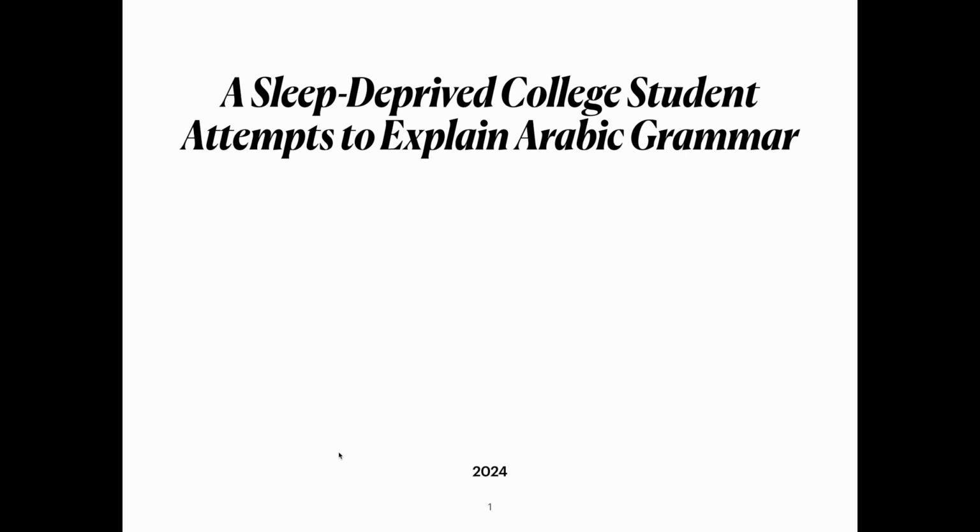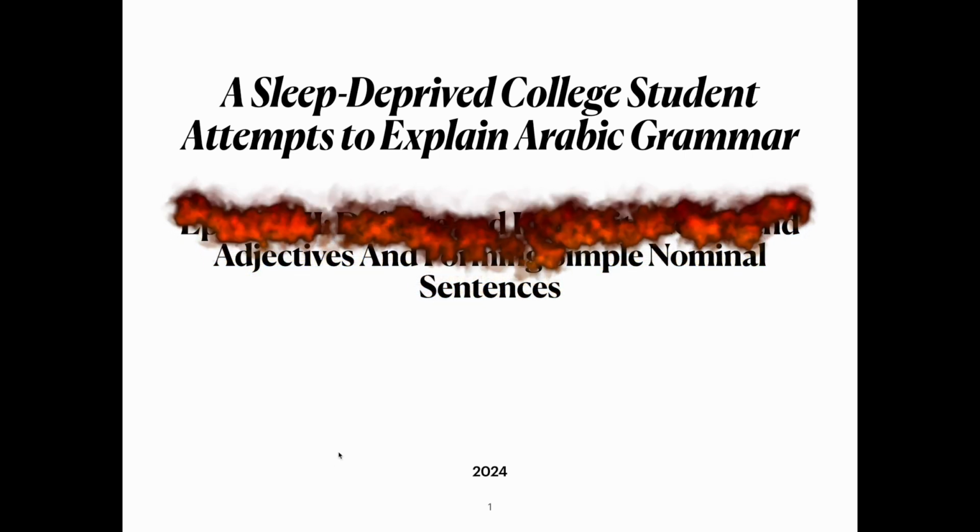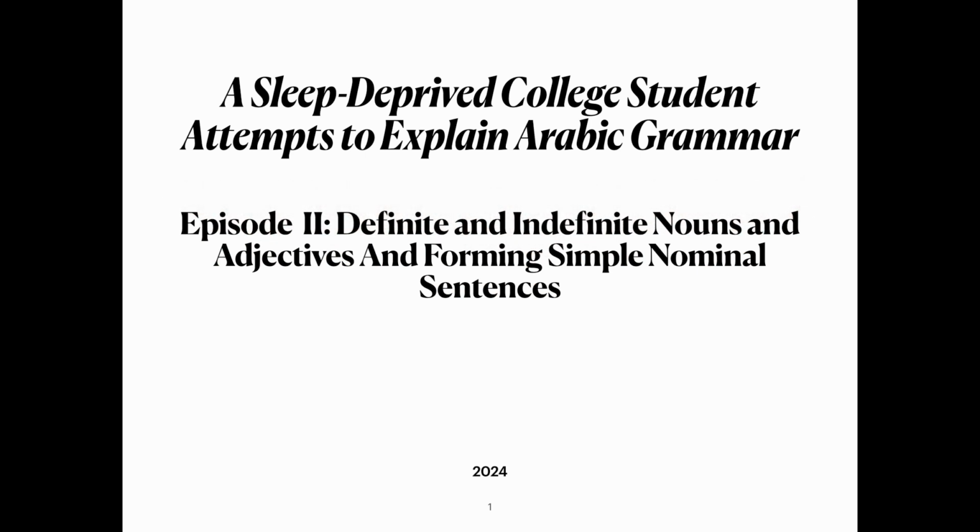And today, in episode 2, we'll be discussing definite and indefinite nouns and adjectives and forming simple nominal sentences. Nominal sentences are going to be a core part of your Arabic grammar, so we might as well go over it. In Arabic, there are two different types of sentences: nominal and verbal. Nominal sentences are sentences that start with nouns, and we're going to be learning how to make those sentences. The bare bones of these sentences.